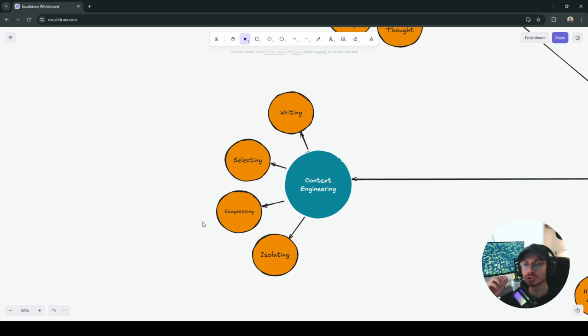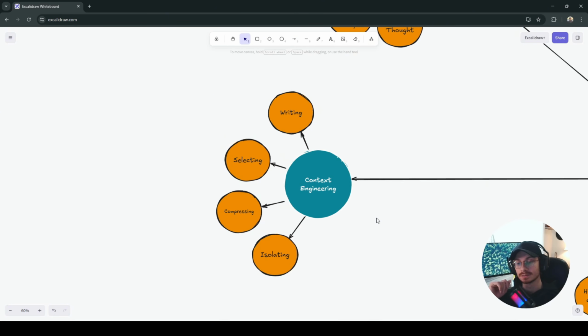Compressing allows us to compress the information that exists in the context window. For example, after an hour of conversation with the LLM, there's a huge conversation history there. So we can summarize it, extracting the key points. And this allows our LLM to have a clean context window while at the same time not losing any information.